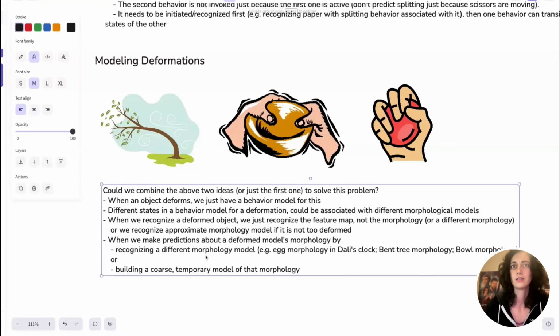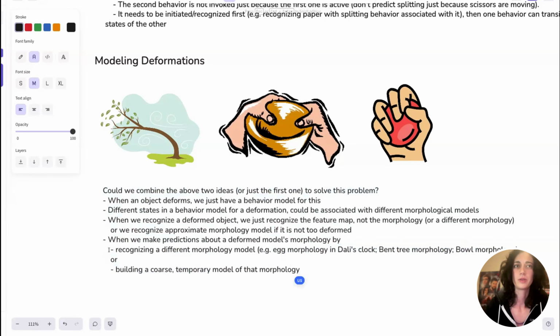The last point I had, which might be interesting, is that when we make predictions about a deformed model, in a lot of cases we might just be recognizing a different morphology model that we've already learned. Like with the egg morphology of Dali's clock, we recognize the morphology even if it's not our clock's morphology model. We can make predictions about where to sense things. Or with the bent tree morphology, we might have a model of a bent branch that we recognize to make all predictions.